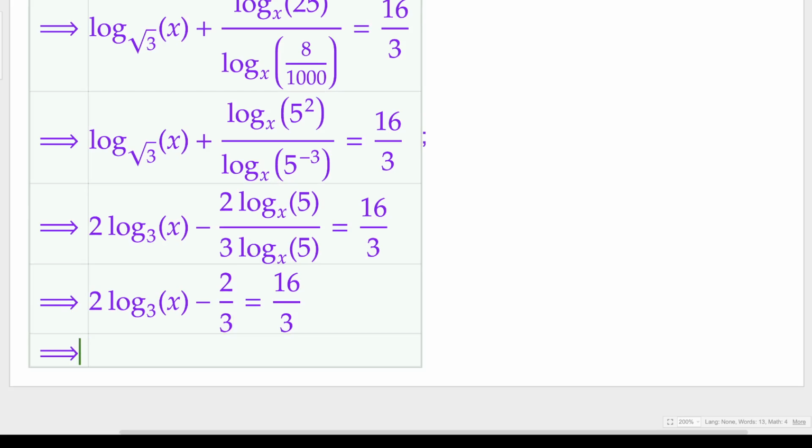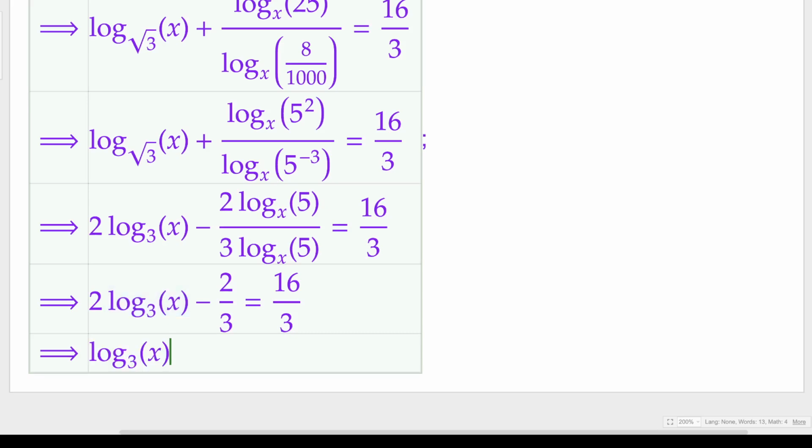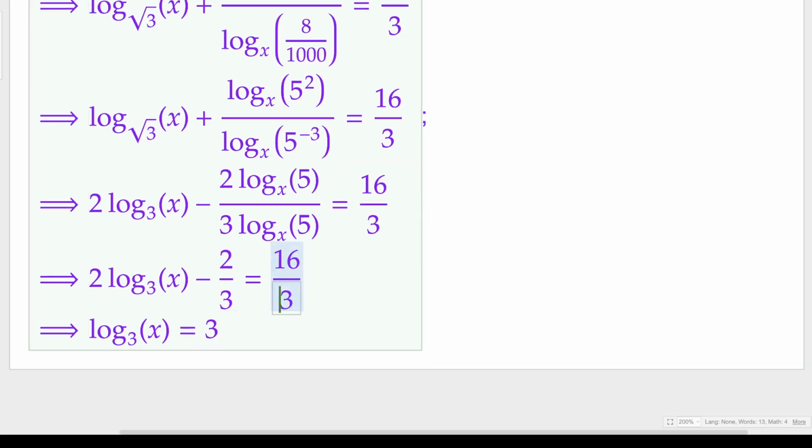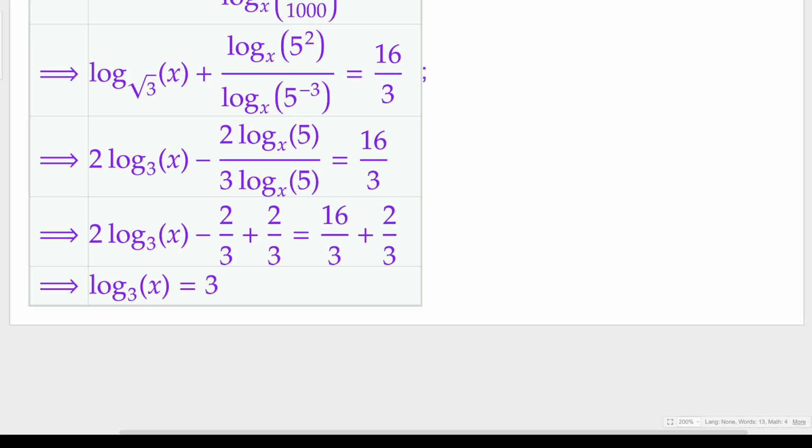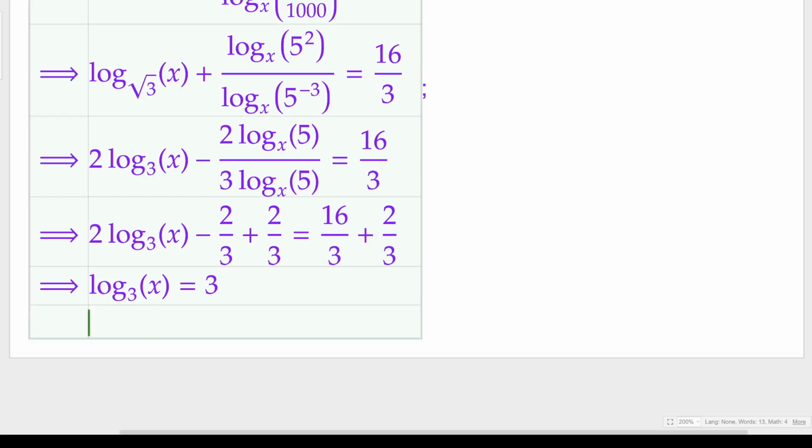Now after this, if I isolate this log of x base 3, in that case this 2 by 3 we can add on both the sides. I'll write here plus 2 by 3, and here also I can write 2 over 3, so that becomes 18 by 3. So 18 by 3 is 6, and 2 times 3 is 6. So finally we got log base 3 of argument x, that is 3.